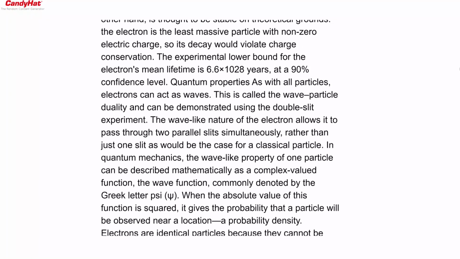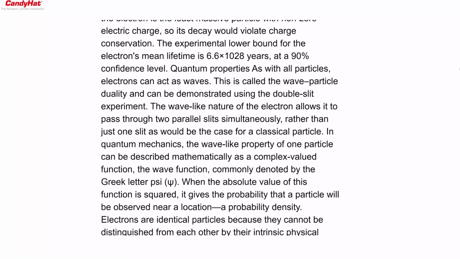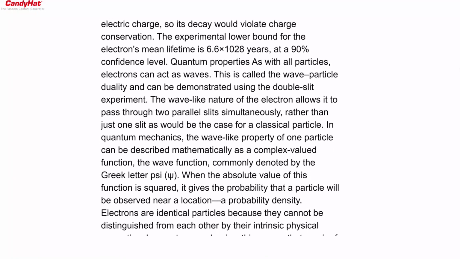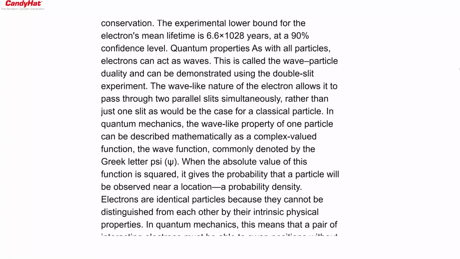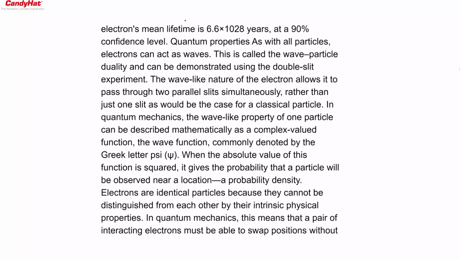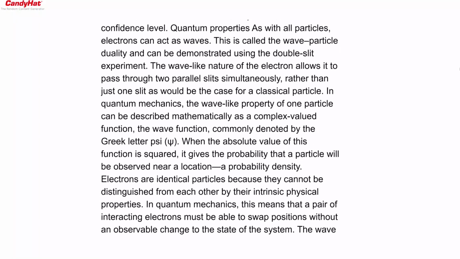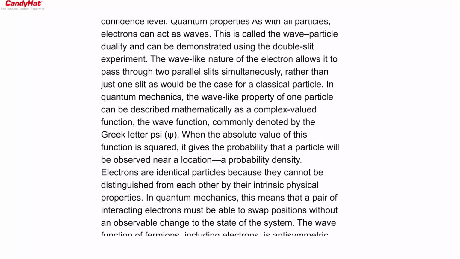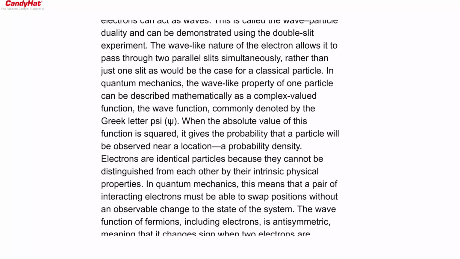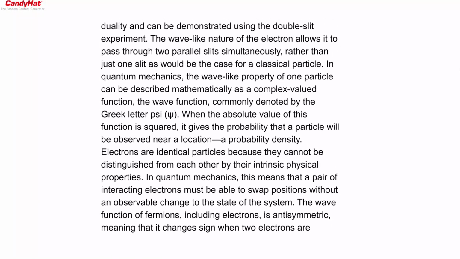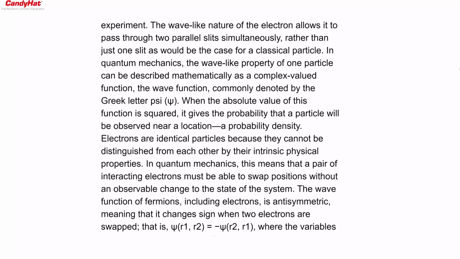The experimental lower bound for the electron's mean lifetime is 6.6 × 10^28 years, at a 90% confidence level. Quantum properties. As with all particles, electrons can act as waves. This is called the wave-particle duality and can be demonstrated using the double-slit experiment. The wave-like nature of the electron allows it to pass through 2 parallel slits simultaneously, rather than just one slit as would be the case for a classical particle.